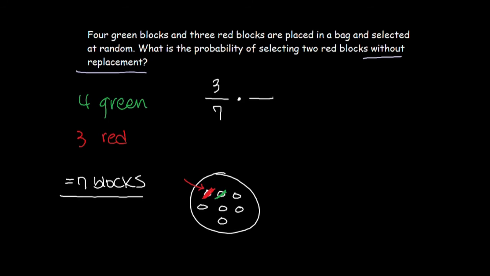Well, if you pull out this red block in your first try, how many blocks are you going to be left with? You're only going to be left with 6 blocks, because you're not going to be replacing the block that you just pulled out. And say that you pulled the red block in your first try. How many red blocks are left? There are 2 red blocks left. So the second probability is going to be 2/6. These all cancel out, and that will give you 1/7. So the probability of choosing 2 red blocks consecutively is 1/7.